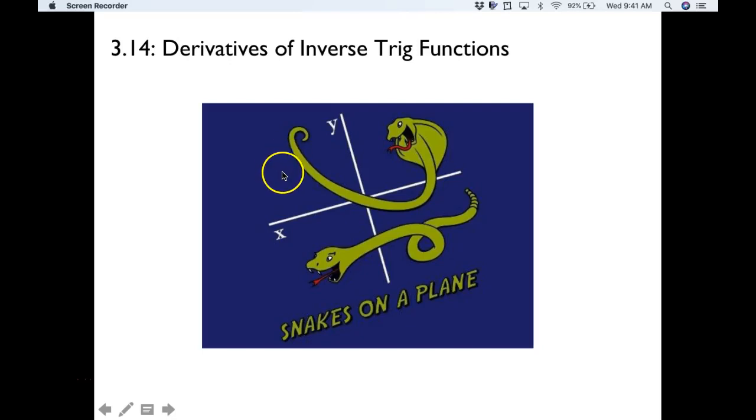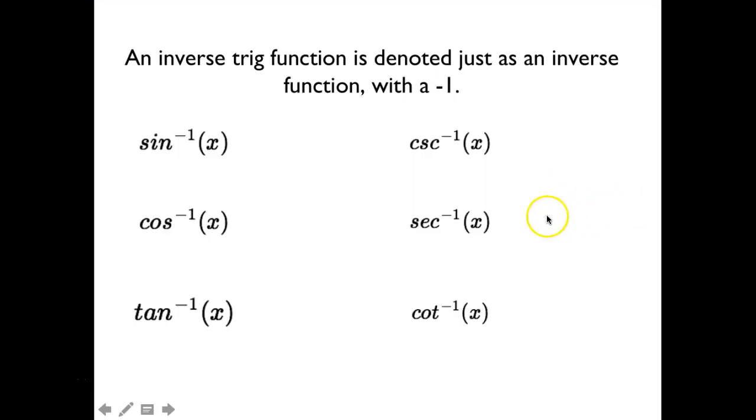Okay guys, today we'll be doing 3.14, derivatives of inverse trig functions. Let's get started. First thing, this is how we write inverse trig functions. This is one way. Remember how we also wrote inverse functions in the other lesson. We wrote them as f to the negative 1 of x. So it's the same thing here.